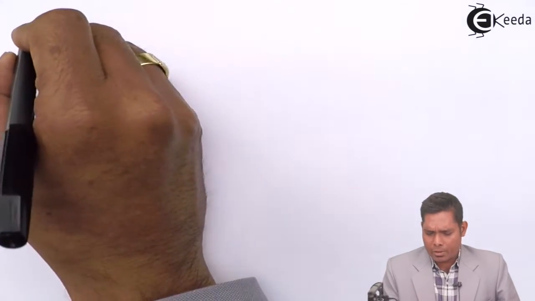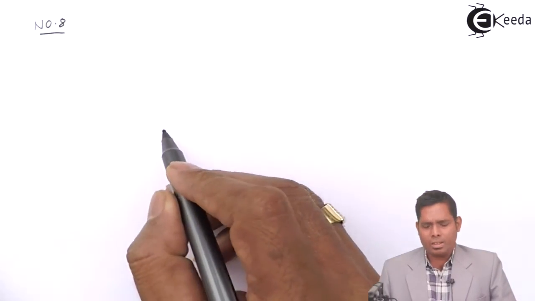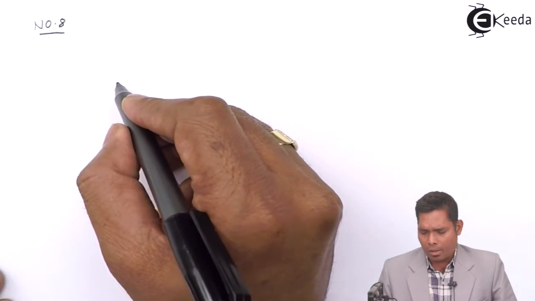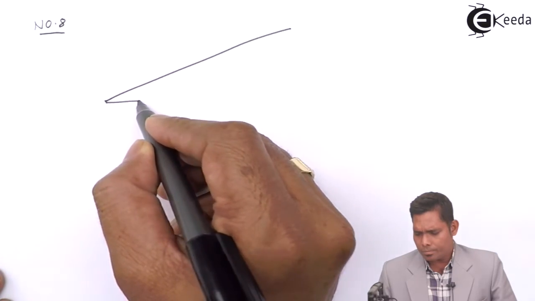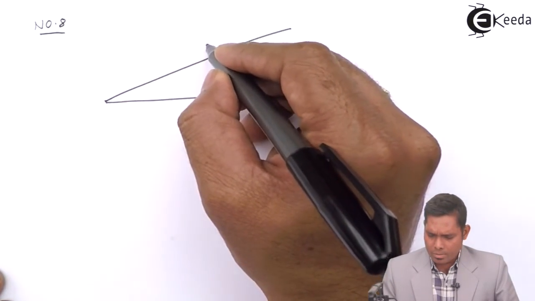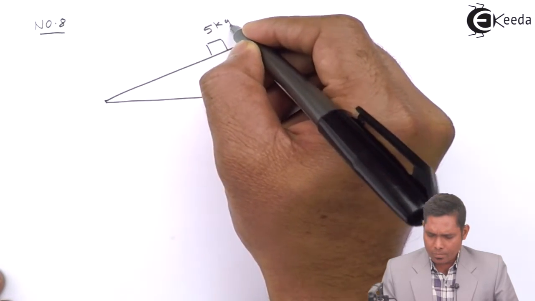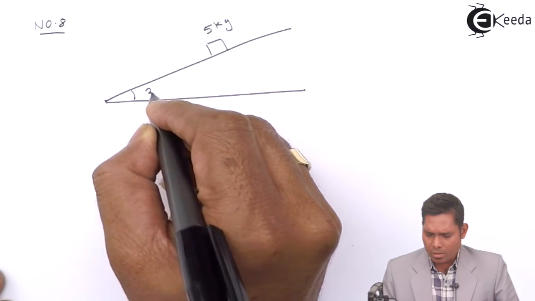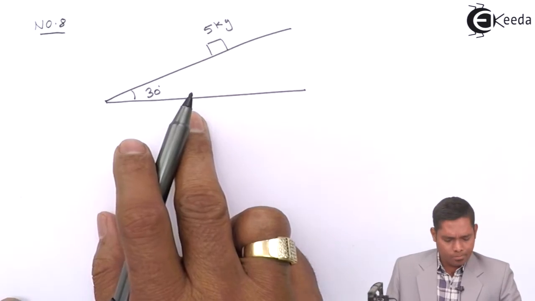Question number 8. There is an inclined plane, a block of mass 5 kg is placed, and the angle of inclination is 30 degrees.